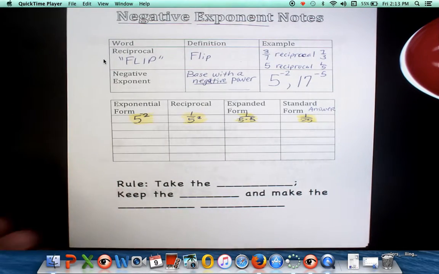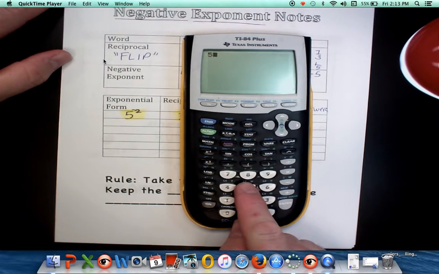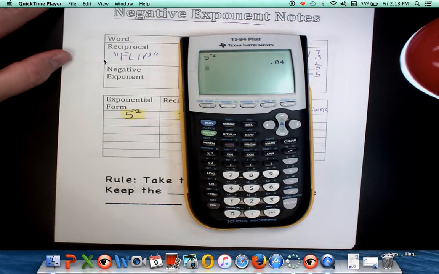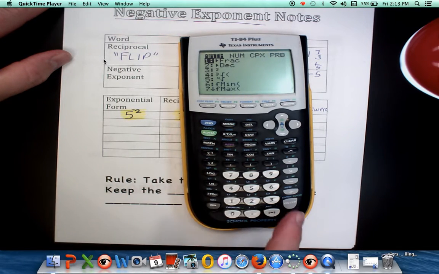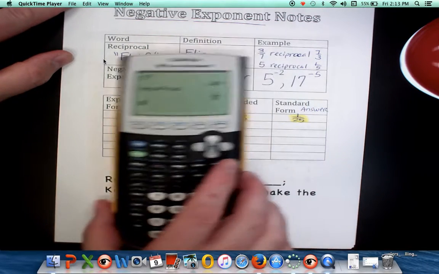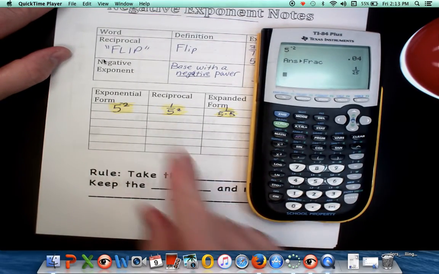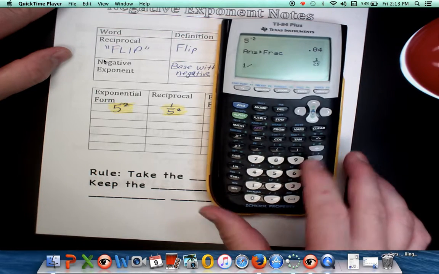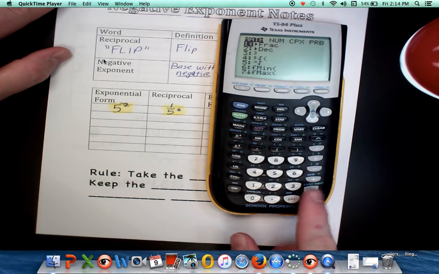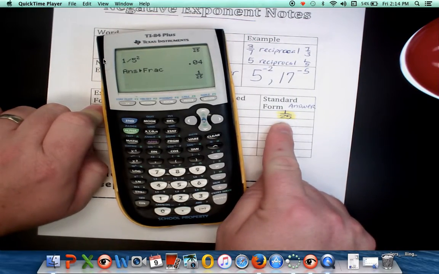So let's check it with our calculator. I put in my calculator here. Let's check it out. I put 5 caret negative 2. You see I get 0.04, which is going to be math, enter, enter. I get 1 over 25. And that's what we have right there. I can take this one right here. Let's take this one. 1 divided by 5 to the second power. You see I get that. Math, enter, enter. You can see I get 1 over 25 as well. So that's the same thing as our answer.